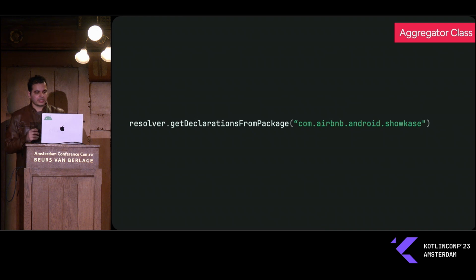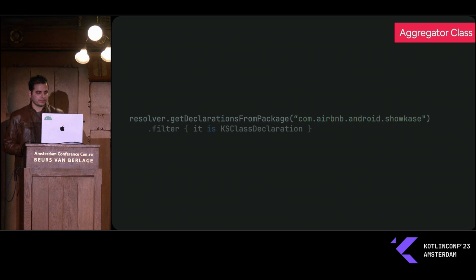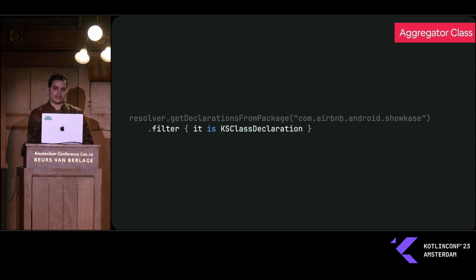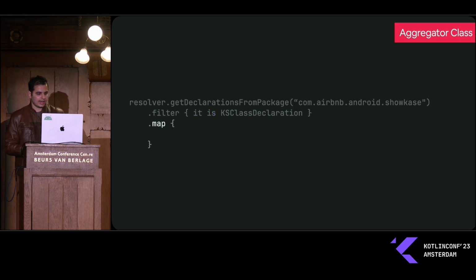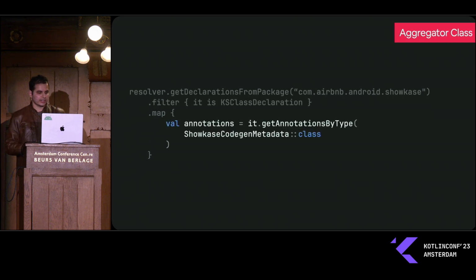All right, so the first thing that we will do here is getting all the symbols from that fixed package location, which is essentially a repository of metadata for all other modules that have been processed so far. Then we filter out only symbols that are class declarations, because we know that we care about only the classes that we generate. And then we iterate through each of these class declarations, and then just focus on classes that have been annotated by this internal annotation I just mentioned, which is Showcase Code Gen Metadata.